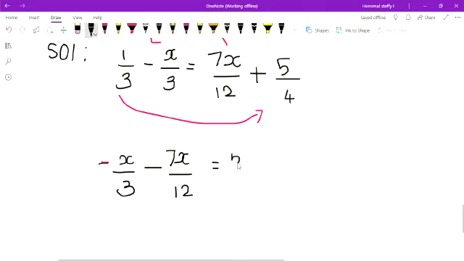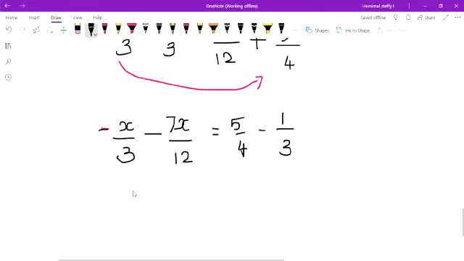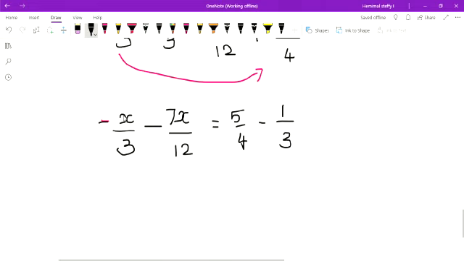5 by 4 as it is. I bring down the 1 by 3 to this side, and it changes to minus because it had the plus. So it changes to minus 1 by 3. Then the same method we did in the previous sums. Because these are not like terms, the denominators are different. Only when the denominators are the same can we add or subtract. When the denominators are different, first we take the LCM.